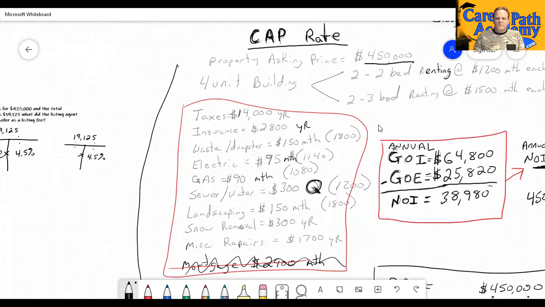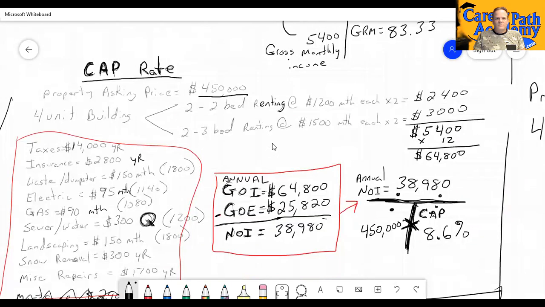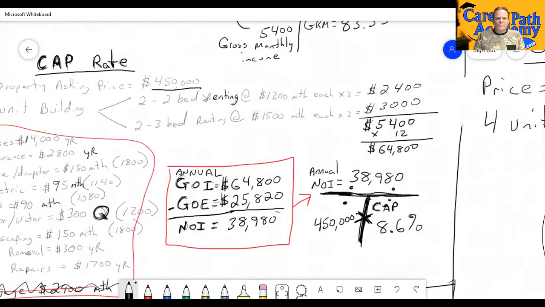So you take the gross operating income just by adding, there's 2 2-bedroom units. So 1,200 times 2 is 2,400. 1,500 times 2 is 3,000. Add that up, it's 5,400 a month times 12 months, and your annual income is 64,800, right? That's your annual income. But that's the gross. So we put that here.